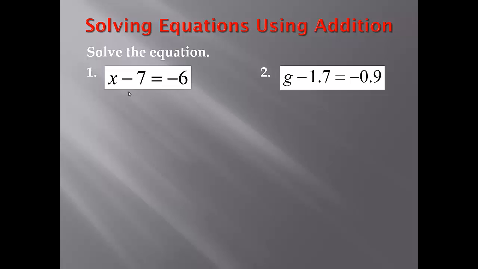In this problem, we are subtracting 7 from x. In order to solve, we need to do the opposite, or the inverse operation. The opposite of subtracting 7 would be to add 7. So we will add 7 to both sides.